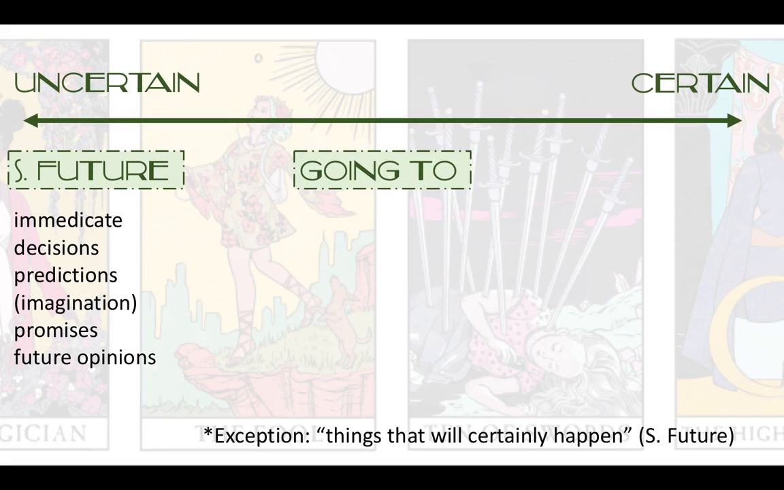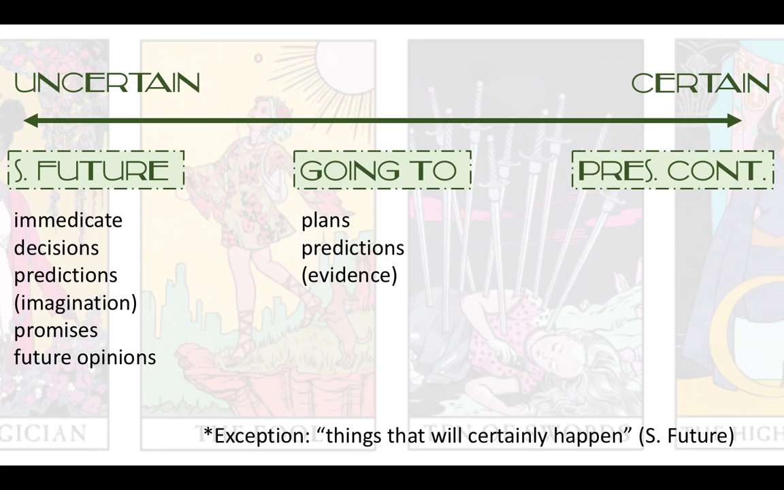Now, the going to future is used for situations that are a little bit more certain, such as plans or predictions that are based upon evidence. So they're more likely to happen because you really have the evidence that you base yourself upon. Now, lastly, if you're like 90% sure that your event will happen, you most likely need to use the present continuous, since you are dealing with a definite arrangement.